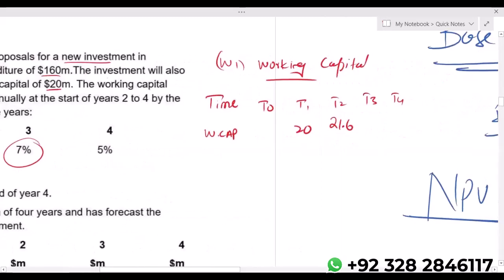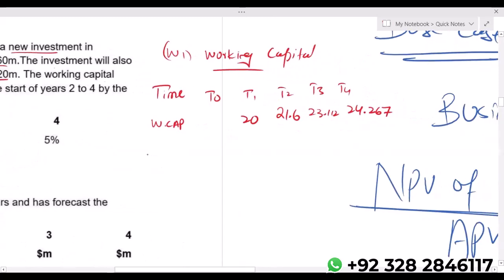I'm getting 23.112, then 5%. I'm getting 24.267. Now, working capital / recovery.